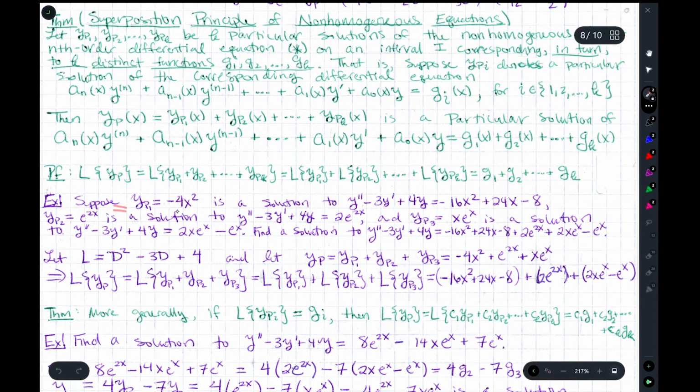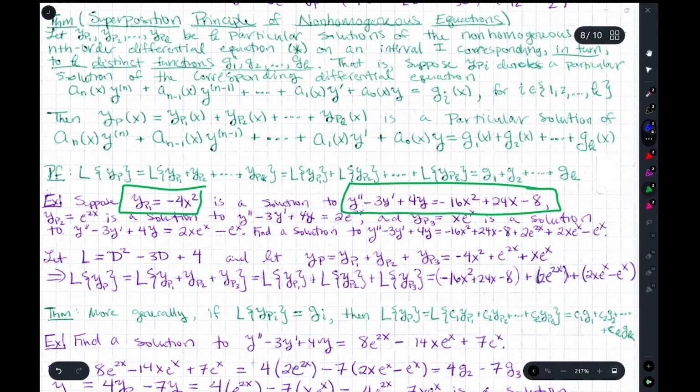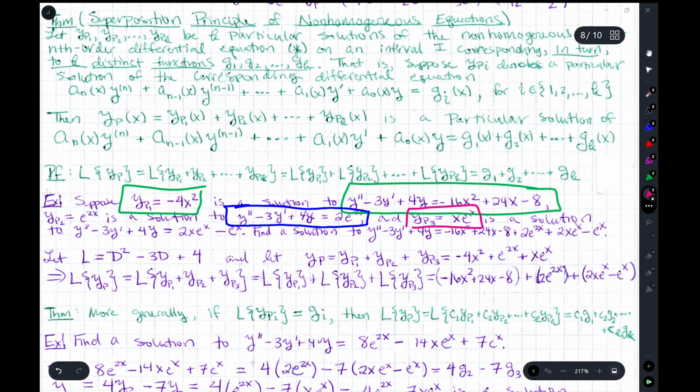So suppose that y_p1, equal to negative 4x squared, is a solution to the equation that you see here. Let's circle these, since those are associated with each other. And y_p2 is a particular solution to this non-homogeneous equation that you see there. And y_p3 is a solution to, well, let's draw that.